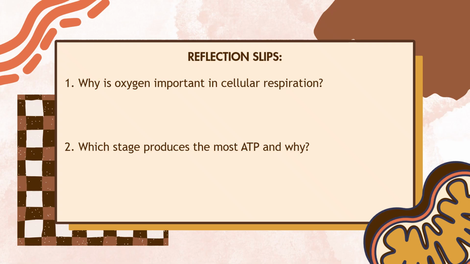But consider the questions. Why is oxygen important in cellular respiration? And where is the most ATP produced? Why does this happen like that? If you consider them, get comfortable with them, look at the big picture, and then look at the more detailed picture.